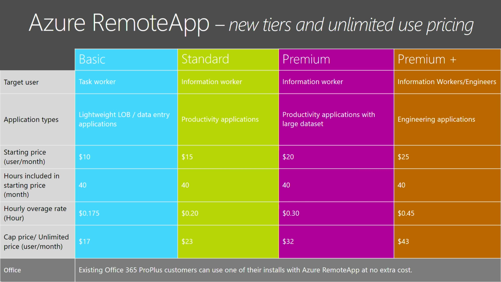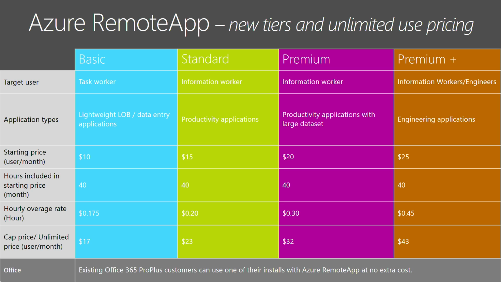There are 4 billing plans. About 2 weeks ago, we just went live with the Premium and the Premium Plus. And so the basic and standard had always been there. So $10, $15. The Premium is $20. The Premium Plus is $25.